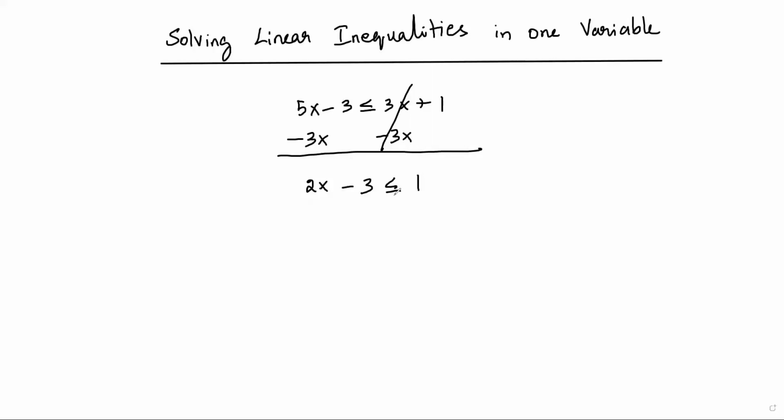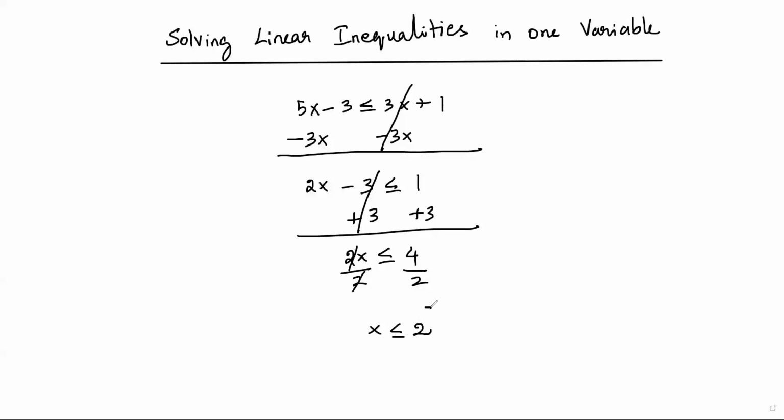To solve this inequality, we just have to isolate the variable x. For that, we have to get rid of all the values around the variable. So my first aim is to get rid of this negative 3. For that, I'm adding 3 to both sides. Then negative 3 and positive 3 will cancel out. I get 2x less than or equal to 4. Then I divide both sides by 2. This 2 will cancel out. I get x less than or equal to 2. So any value equal to 2 or less than 2 can be considered for x.